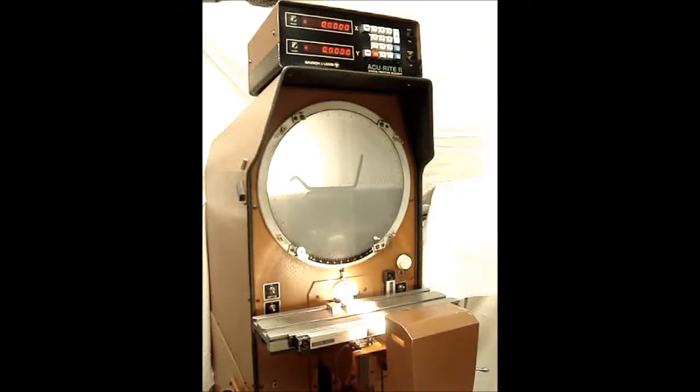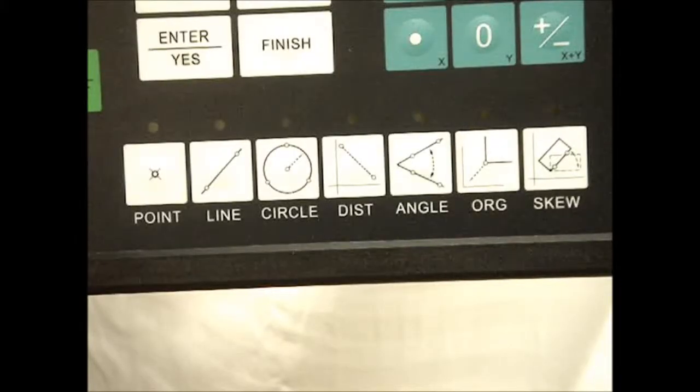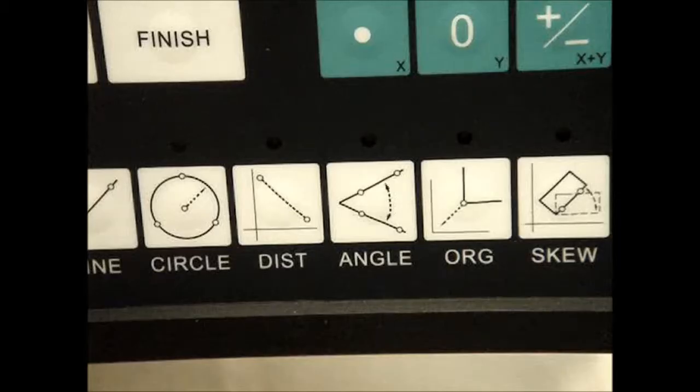The part on my optical comparator would be difficult to measure with just a two-axis DRO. What can I do about it? Well, I can install the DC3000. By simply using a couple of adapter cables, we can plug my old scales into the DC3000. What do we gain? We gain point, line, circle, distance, angle, origin, and skew. All features commonly used on quadrichecks for a fraction of the price.